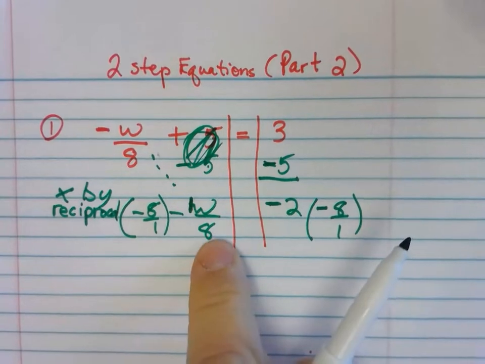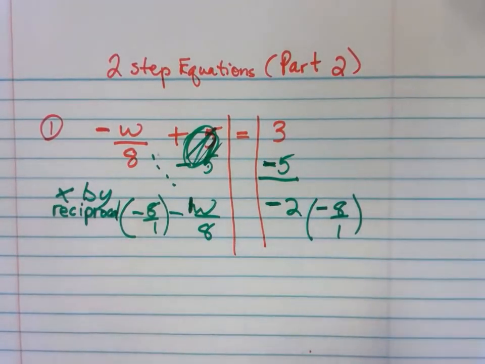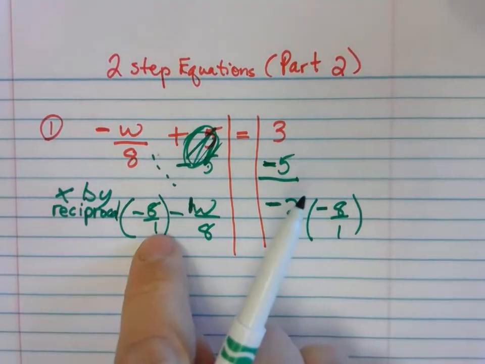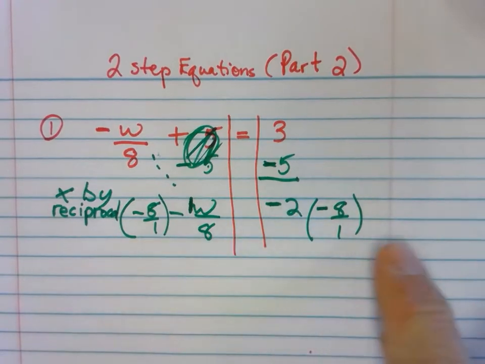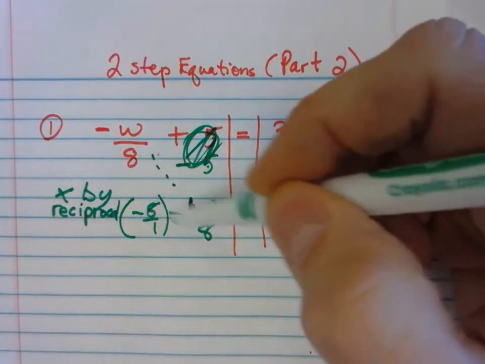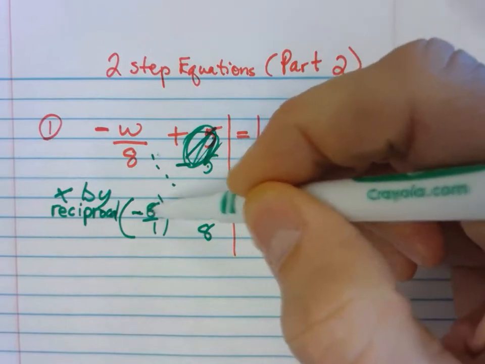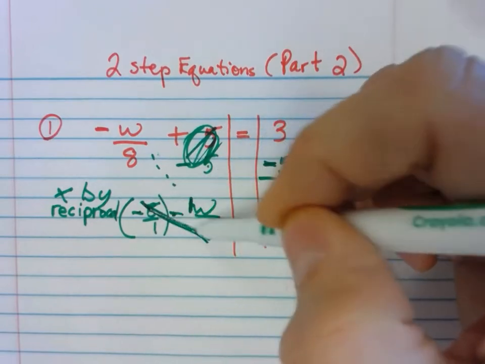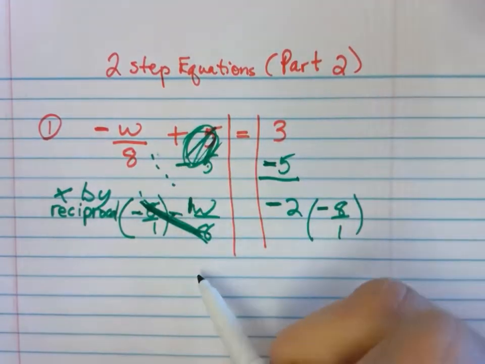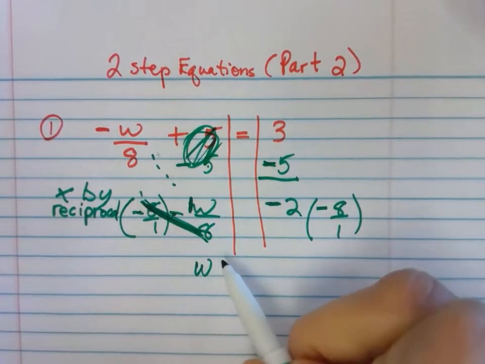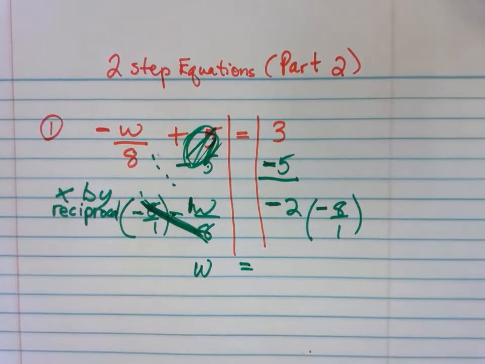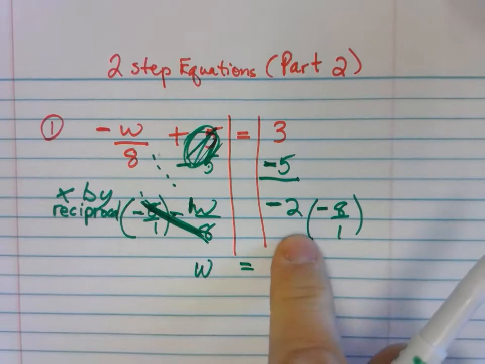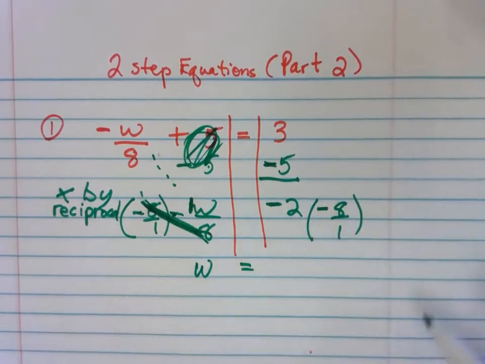All right. So negative 1/8, the reciprocal of negative 1/8 would be negative 8 over 1. So I'll multiply by negative 8 over 1 over here. Of course, a negative times a negative is a positive, and 8 divided by 8 just cancels out, because 8 divided by 8 is 1. So that leaves us with our little friend W, our little variable right there. And then over here is the real important part. What's negative 2 times negative 8?